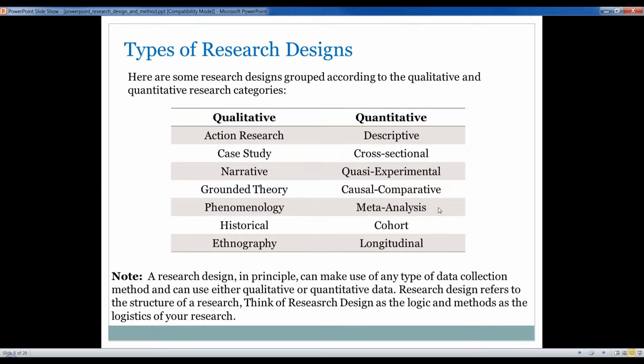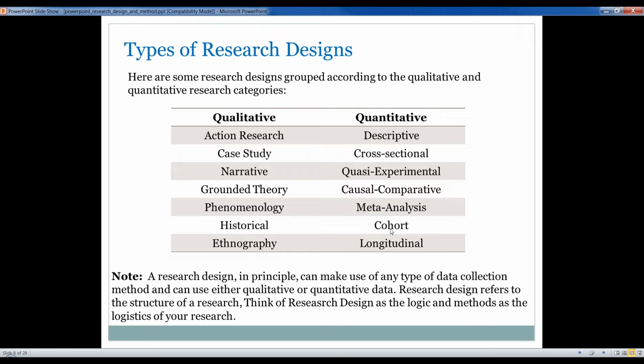Meta-analysis is very, very involved, very interesting, but what you do is you take all the literature that you can find that's out there that serves your problem and your purpose, and you sort through it, and you try to find this overarching kind of means or standard deviations or some kind of statistics that represent the literature that you've looked at. Cohort studies and longitudinal studies deal with larger databases usually.